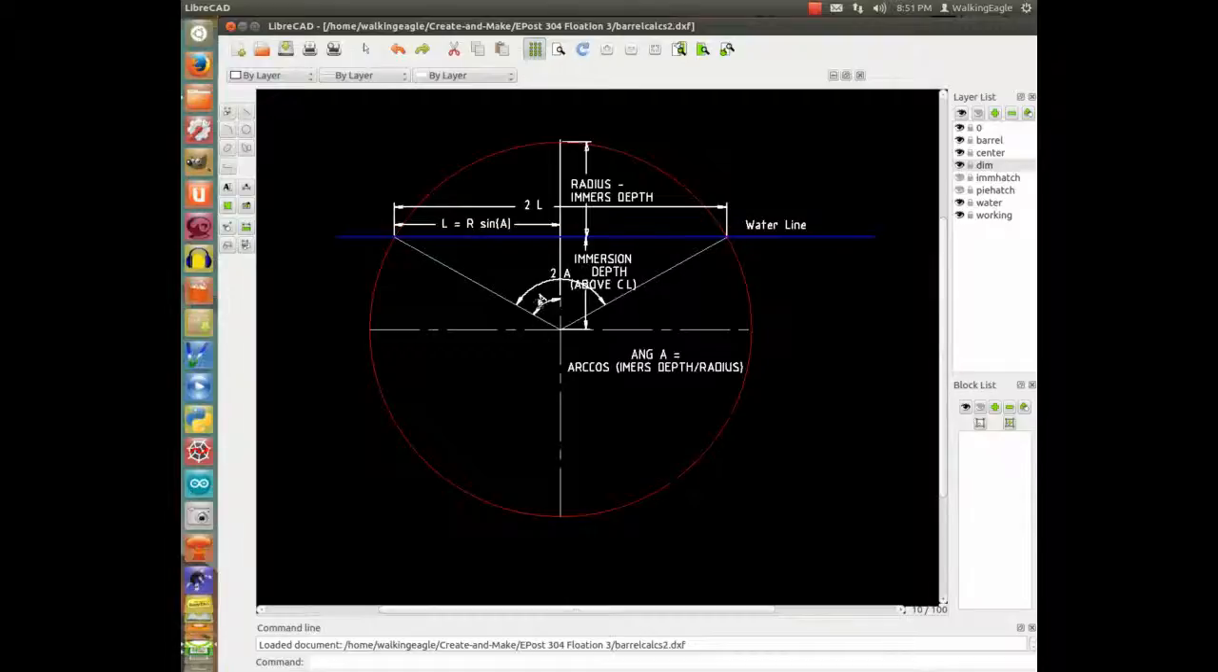Well, a triangle, we can figure it out. We know this angle A, so L is equal to R, the radius, which is the hypotenuse, times the sine of A.